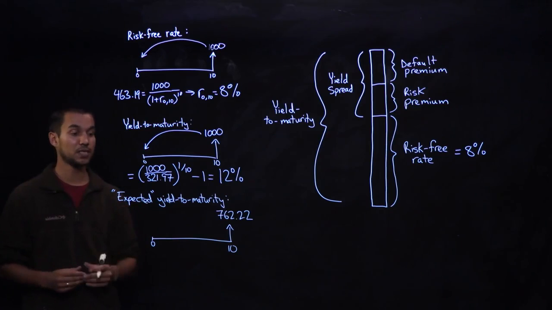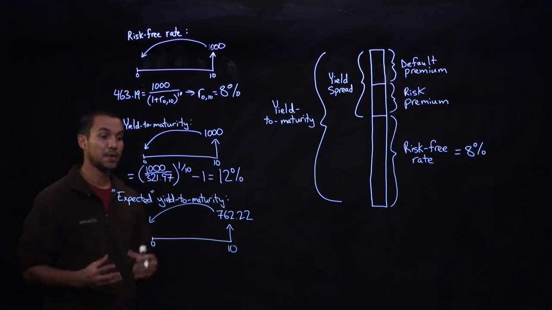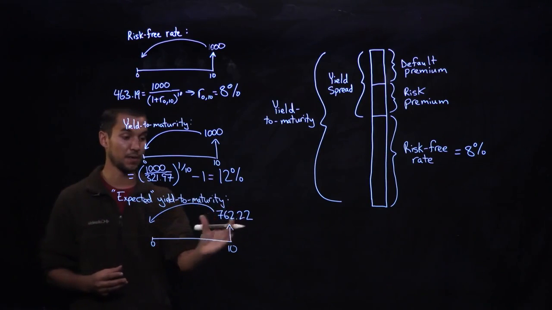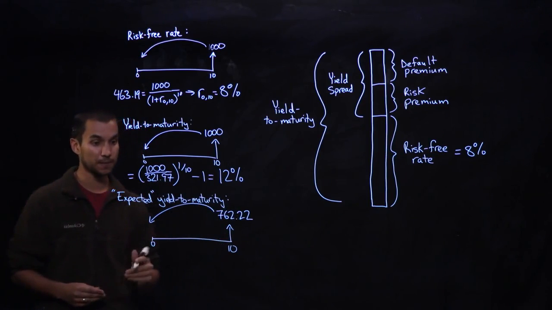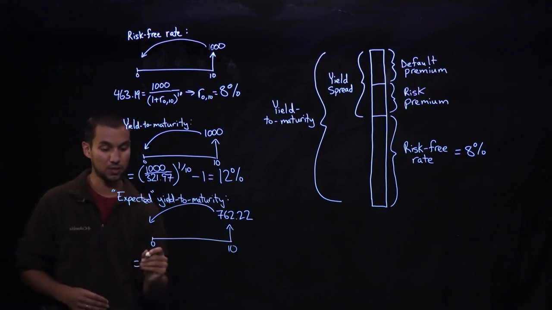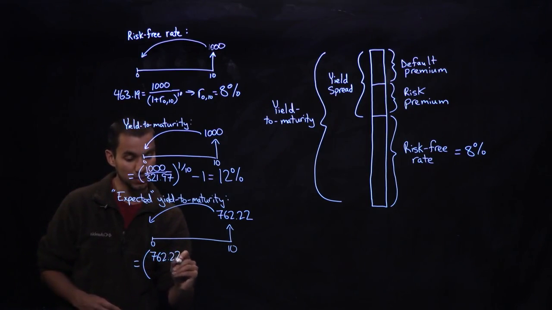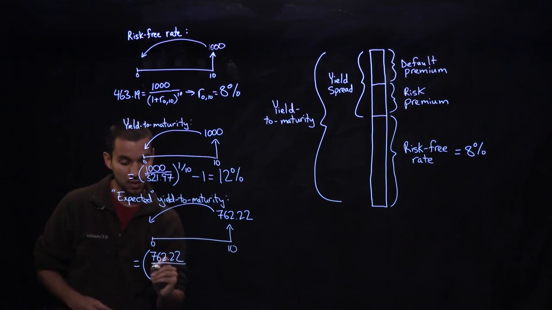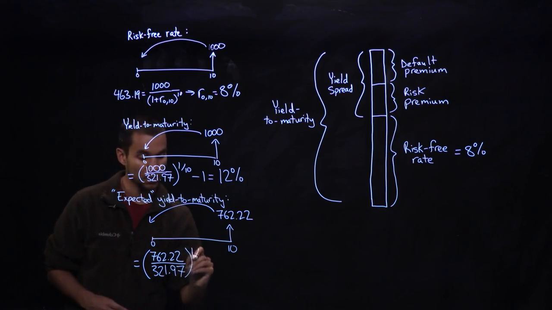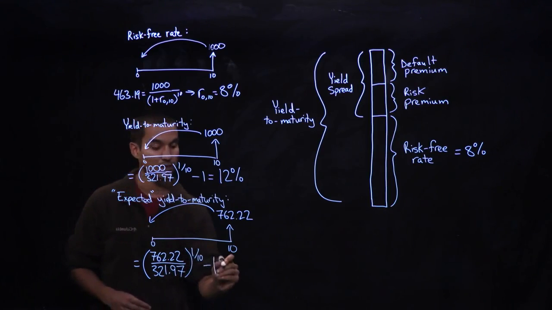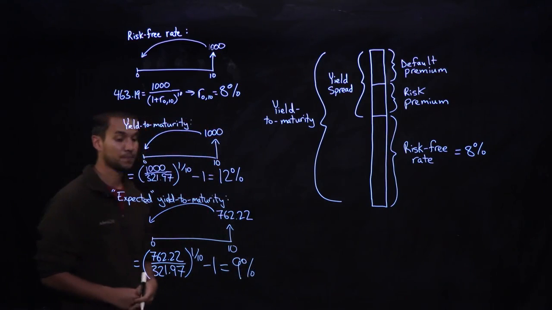And so to find the expected yield to maturity, we want to find the discount rate that makes the present value of this expected cash flow equal to the current market price of the bond. And so the expected yield to maturity is going to be equal to $762.22 divided by the current price of the bond, $321.97, to the 1 over 10, minus 1. And so we find that this is equal to 9% per year.